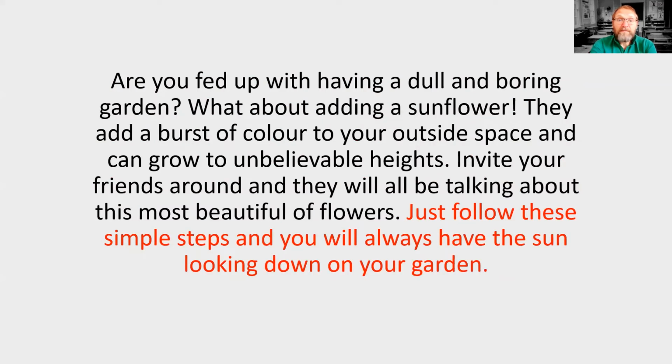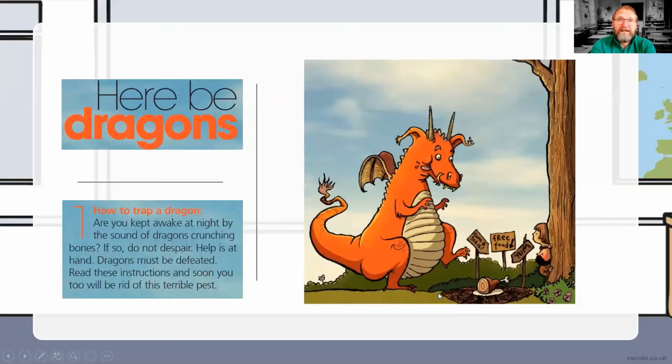Just follow these simple steps and you will always have the sun looking down on your garden. So our last statement there is just saying how easy it is to follow these instructions, and then you will have a nice sunflower in your garden. And we've used a kind of a metaphor there of saying you will always have the sun looking down on your garden.